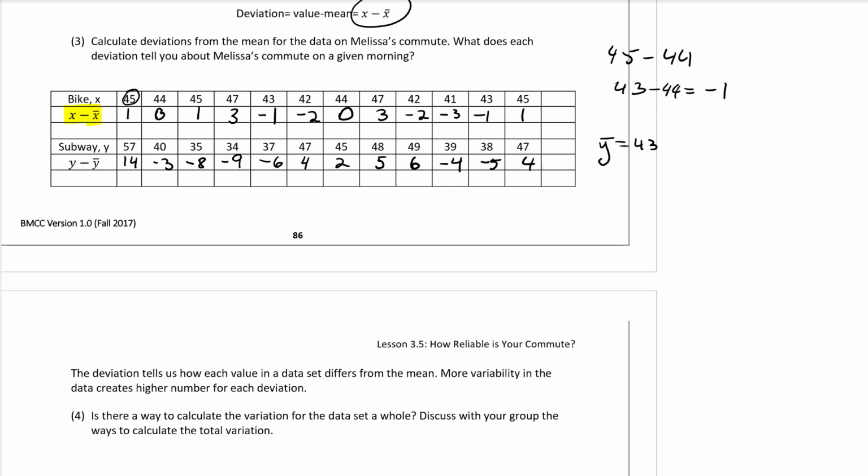In other words, can we look at these numbers here, and those numbers there, and somehow define some kind of measure of variability for the whole data set? Let me give you a moment to think about it, and if you're not sure, then just say that, because it's not clear what could be done.